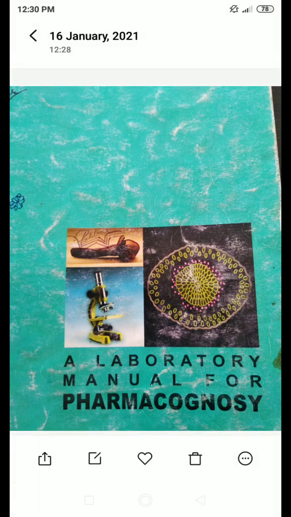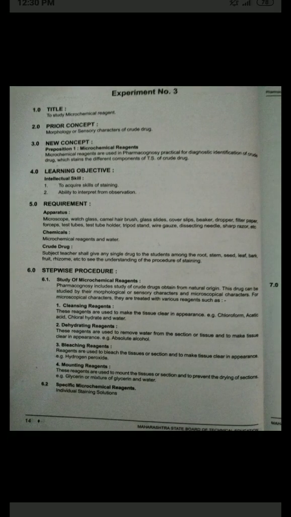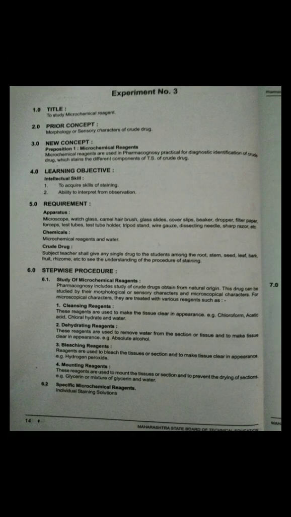In that, the prior concept is morphology and sensory characters of the crude drugs. The new concept is microchemical reagents, which are used in the pharmacognosy practical for diagnostic identification of crude drugs, and which stain the different components of the TS of the crude drug. Then the learning objective, intellectual skill: first is to acquire skill of staining and second is the ability to interpret from observation.